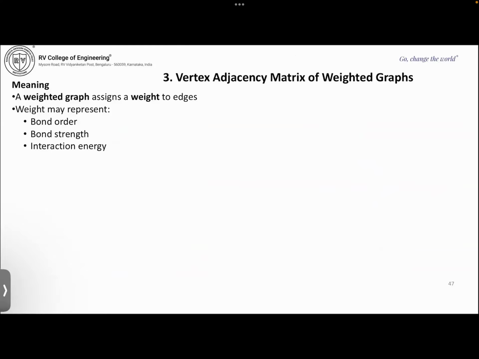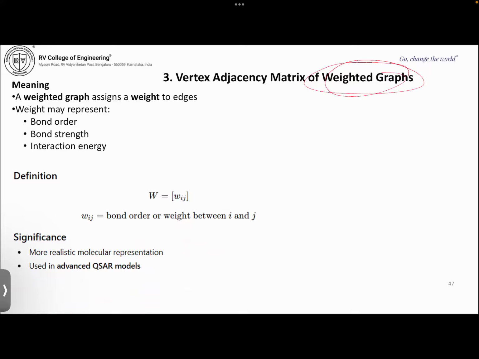Next, the third type of matrix is the vertex adjacency matrix for weighted graphs. What is meant by a weighted graph? A weighted graph assigns a weight to the edges. The weight may represent the bond order, whether it is a single, double, or triple bond. Or bond strength: a hydrogen bond strength is less, and if it is a covalent bond the strength is high. That is called weighted edges. Or interaction energy, or if there is any heteroatom.